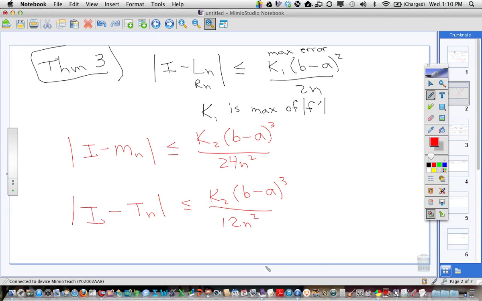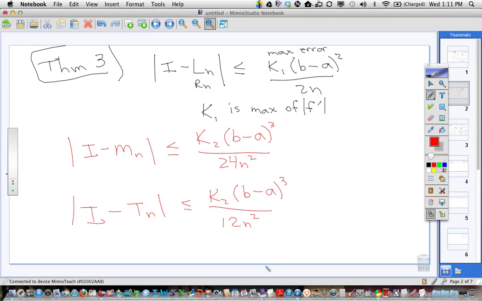And the reason the midpoint has a bigger number on the bottom is because it has less error. Think about it, if you divide by a bigger number, you get a smaller answer, and a midpoint has smaller error than trapezoid. We talked about that earlier. Midpoints are roughly twice as accurate as trapezoids. Okay? Now, those are the formulas used there.